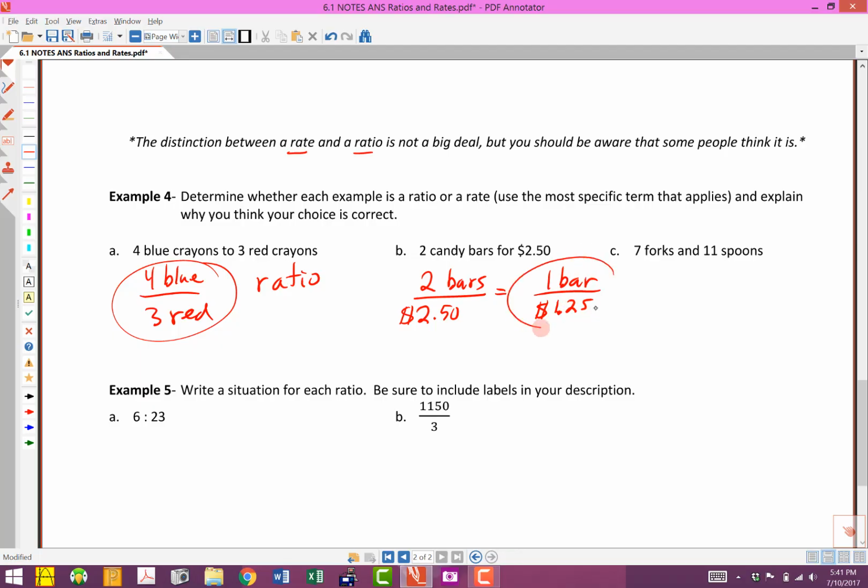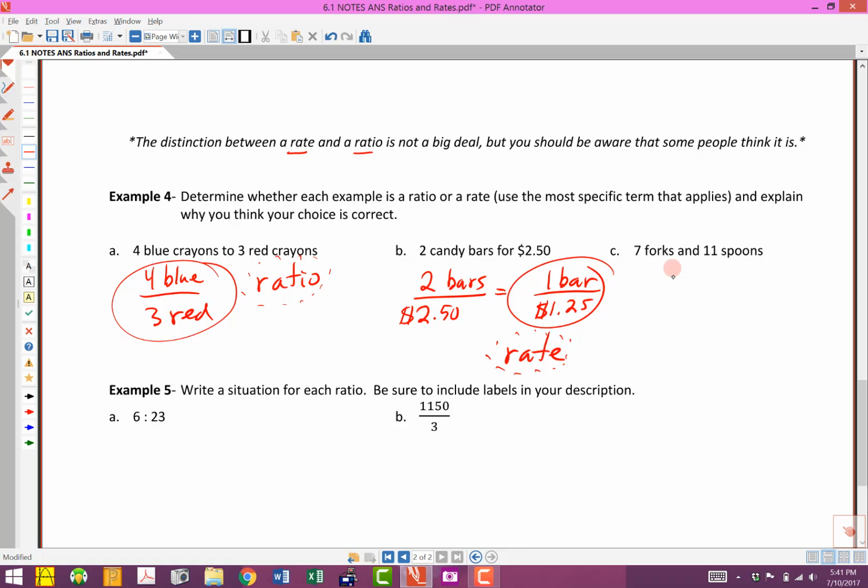Now again, this is the simplified version, and the question now is, do we have a ratio or do we have a rate? Well, this is candy bars. It's something you can eat, and this is money. Probably wouldn't want to eat that. So probably the best way to describe that would be a rate. So this one's a ratio because we're comparing things that are very similar. We're measuring the same type of quantity, crayons. And this one right here would be a rate because the things we're measuring are completely different.